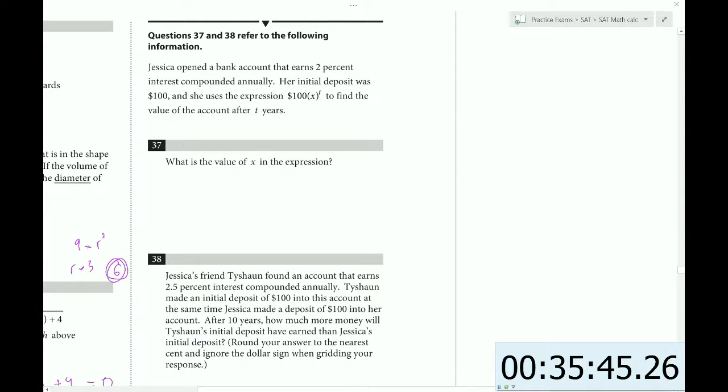Jessica opened a bank account and earns 2% interest. So 2% interest would be represented by 1.02. Her initial deposit was 100. Okay. So her amount at any time would be this formula. So yeah, x is 1.02.